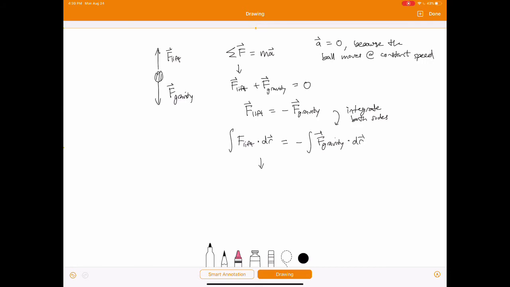Okay, but if I look at the left side, I should just recognize that if I'm integrating the lift force, that's just the work done by the lift force. And on the other side, we have a negative sign, but I'm integrating the force of gravity over some path, and that's just the work done by gravity. So the point I'm trying to get across here is, as you lift the ball upwards, the work done by the lift force is just negative the work done by the force of gravity. So we're going to use that in a second.